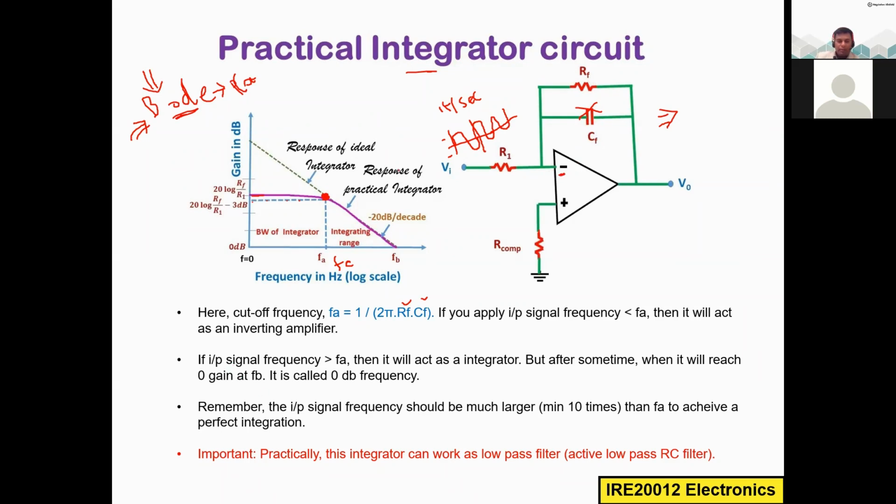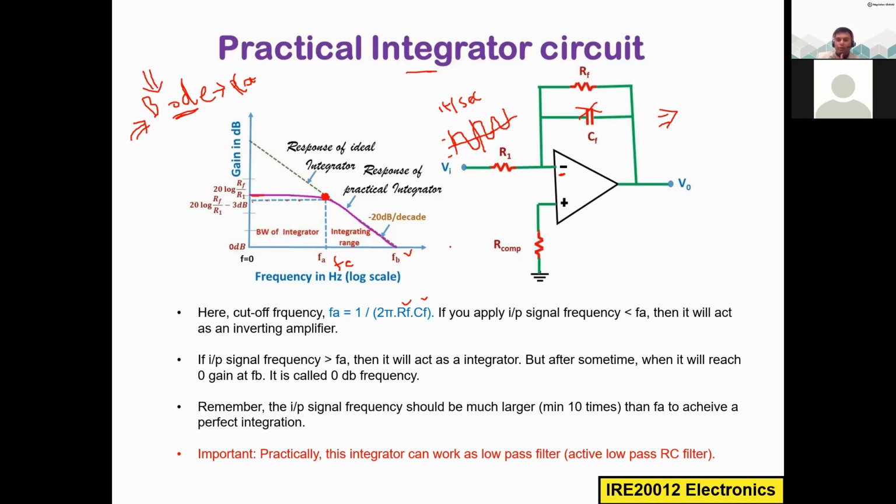But if the input signal frequency is high, for example, greater than the cutoff frequency, then it will act as an integrator. Then you will get this slope. But after some time, it will reach zero gain at this point, the FB. It's called the 0 dB frequency.